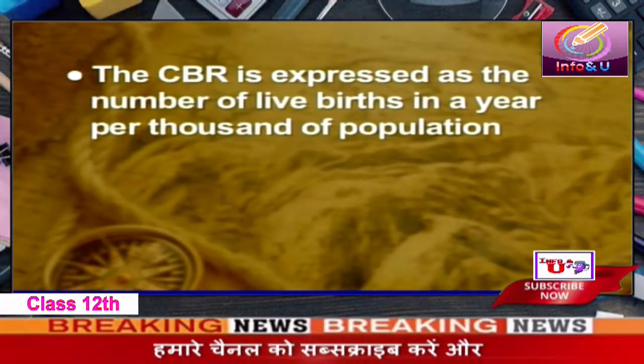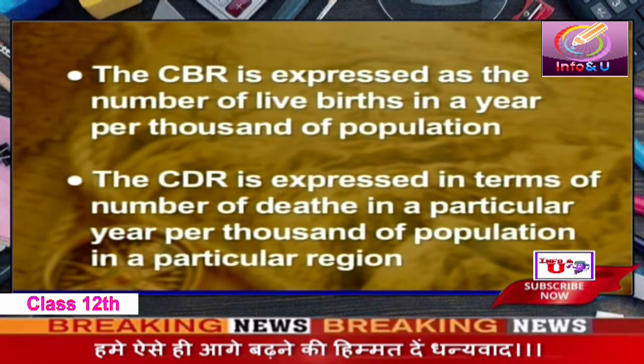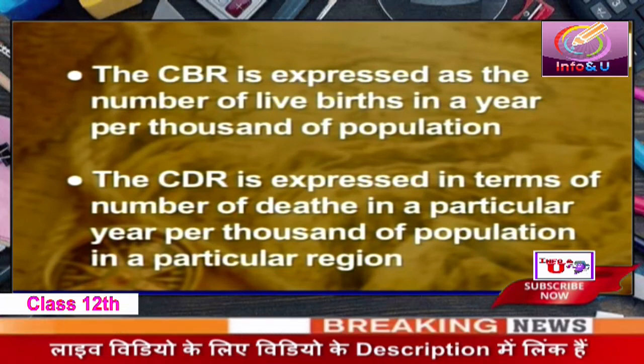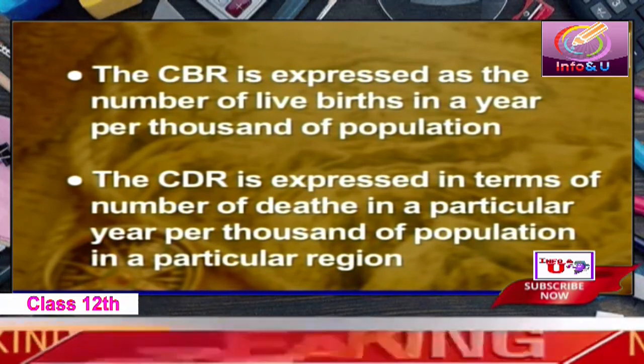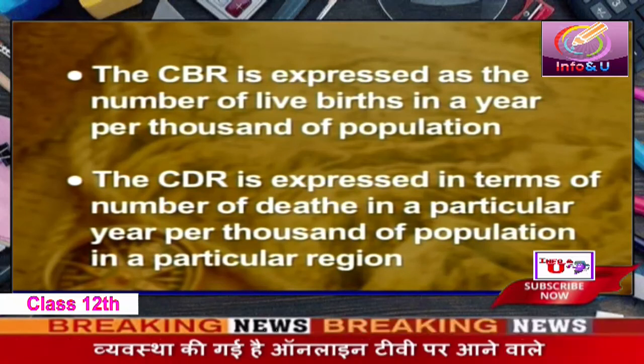The crude birth rate is expressed as the number of live births in a year per thousand of population, and the crude death rate is expressed in terms of the number of deaths in a particular year per thousand of population in a particular region. Let us wrap up here and quickly glance at the topics we have learned today.